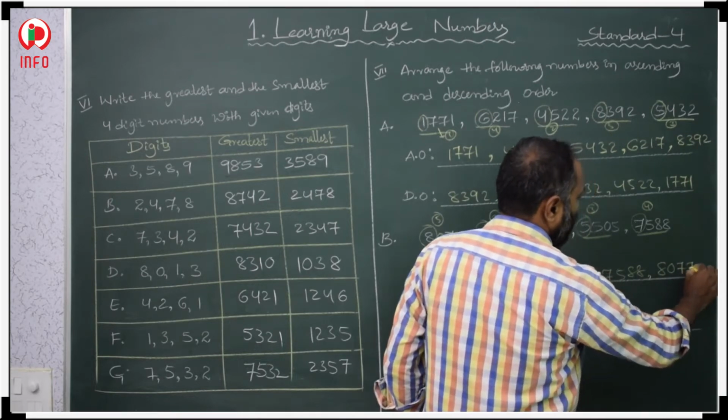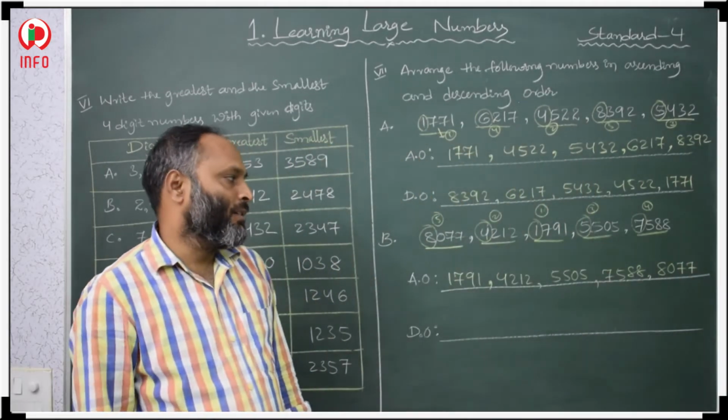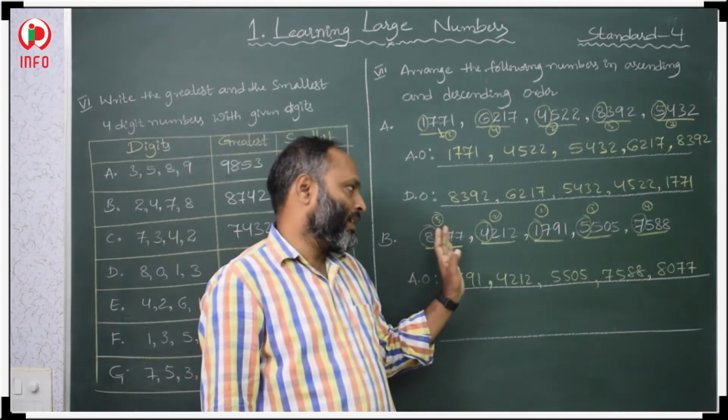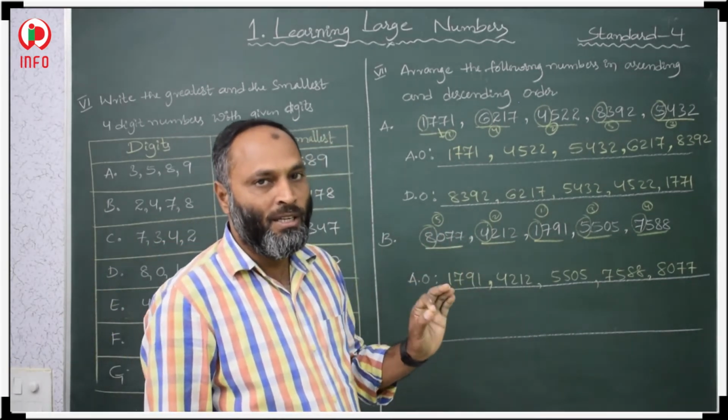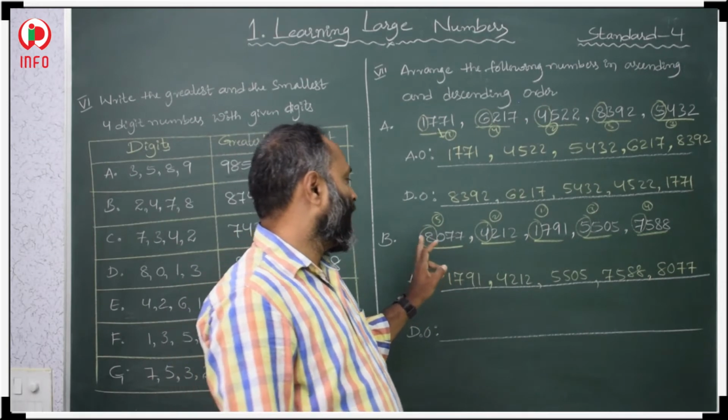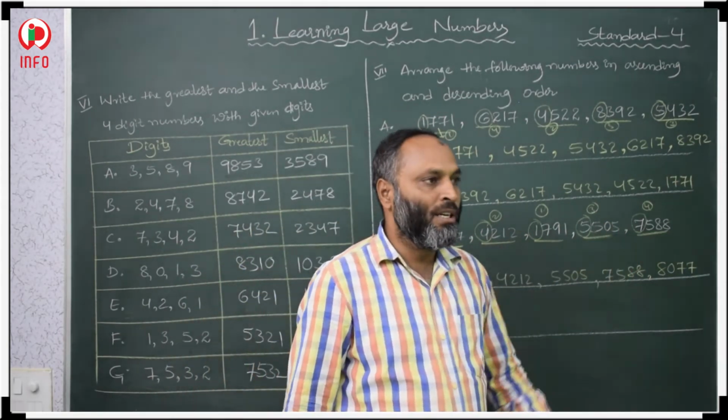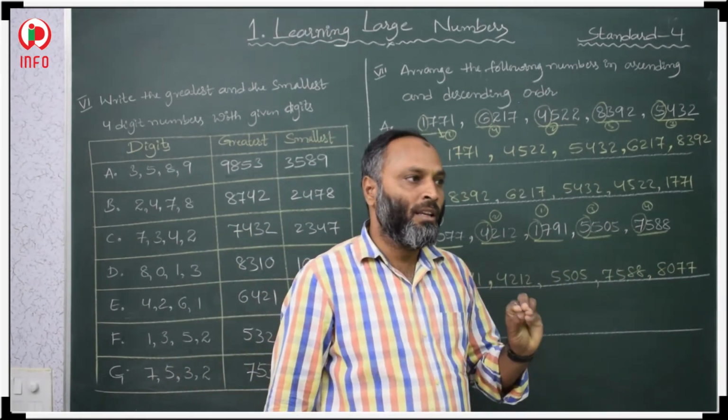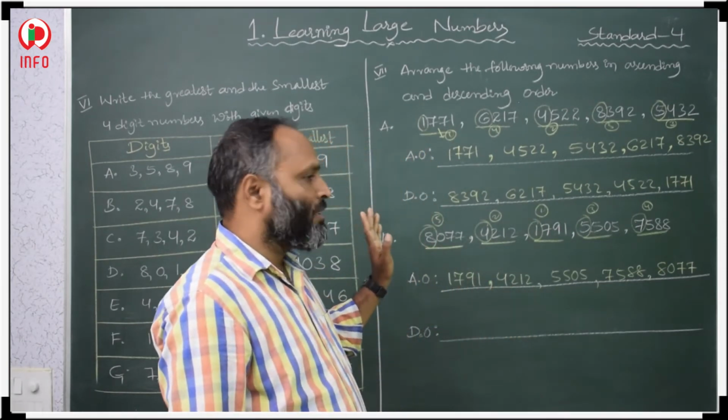8077. In this way we have to arrange in ascending order. Ascending order means first we have to count the number of digits. How many digits are there in all? In all, 4 digits are there. If equal digits are there, then we have to decide which one is bigger.